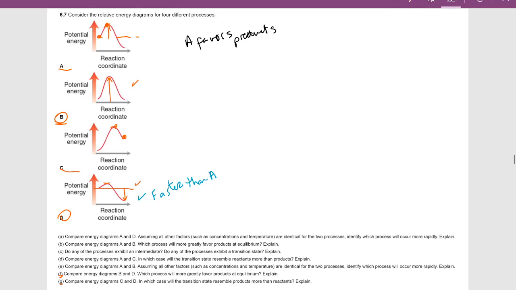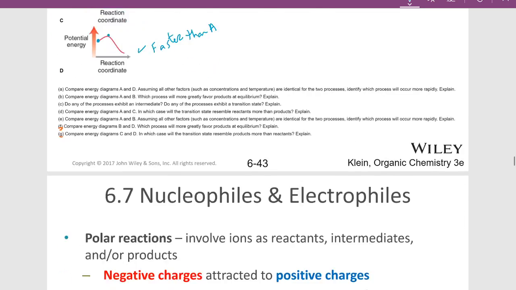All right, so let me erase all this junk. All right, so we've got C and D. In which case will the transition state more resemble products than reactants? All right, the transition state is going to resemble products more in C than in D because it's closer in energy there, according to Hammond's postulate.